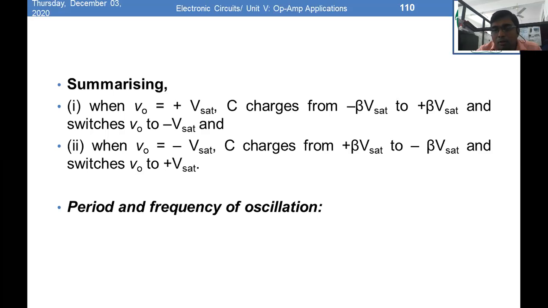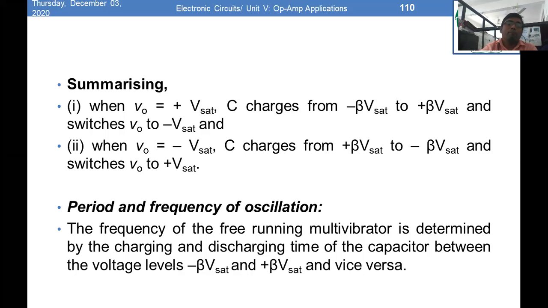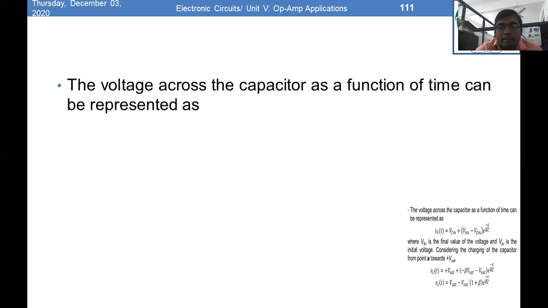Now, as per the output waveform, we have to calculate the period and the frequency of oscillation. This structure is also called a relaxation oscillator. In this case, the frequency of this free running multivibrator is determined by the charging and discharging time of the capacitor between the voltage levels minus beta Vset and plus beta Vset, or vice versa. So here we have to analyze this.